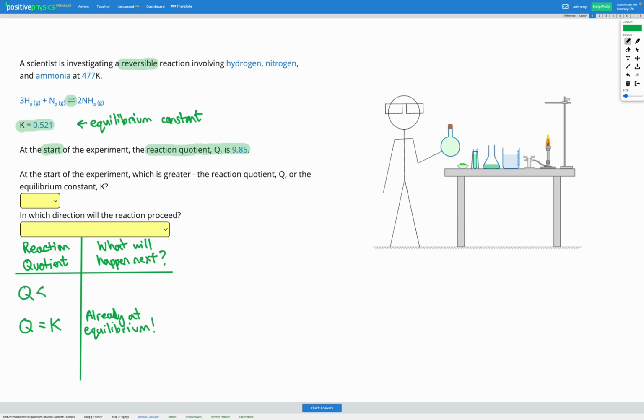If our Q value is less than our K value, in order to get to the K value, we need our Q value to increase. That means our reaction needs to proceed in the forwards direction. However, if Q is greater than K, so the reaction quotient is greater than the equilibrium constant, in order to get to equilibrium, Q is going to have to get smaller until it reaches the equilibrium constant. For Q to get smaller, we need the reaction to proceed backwards.